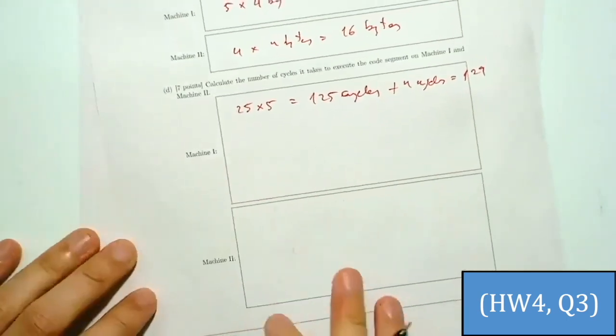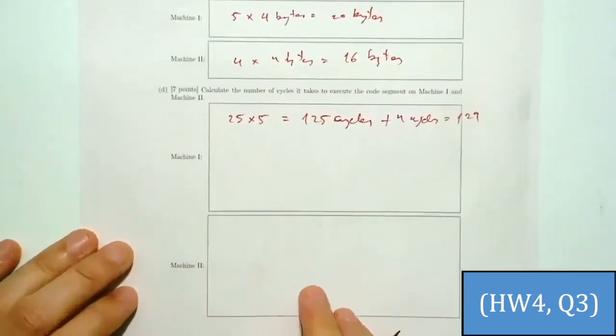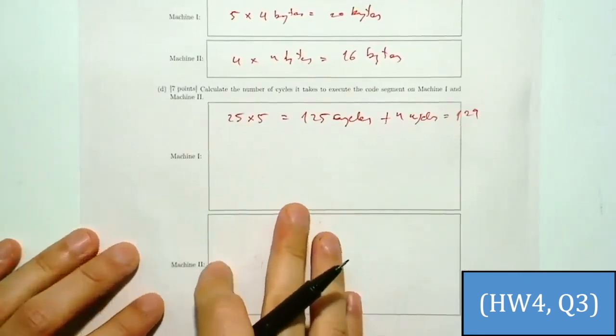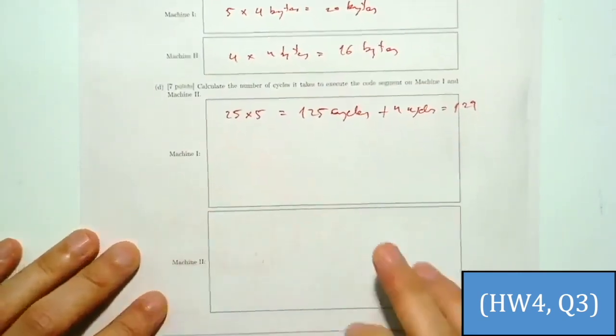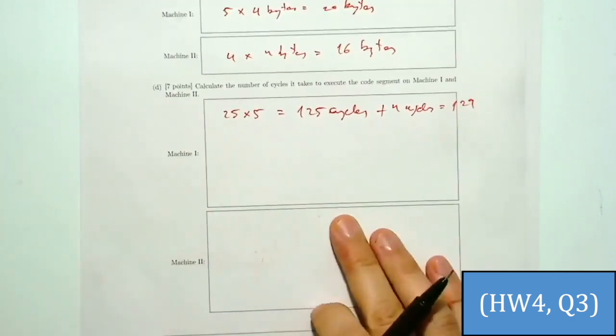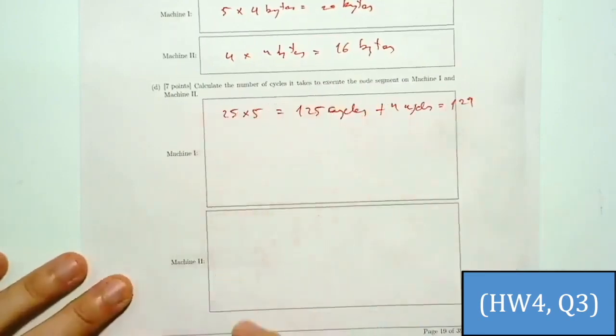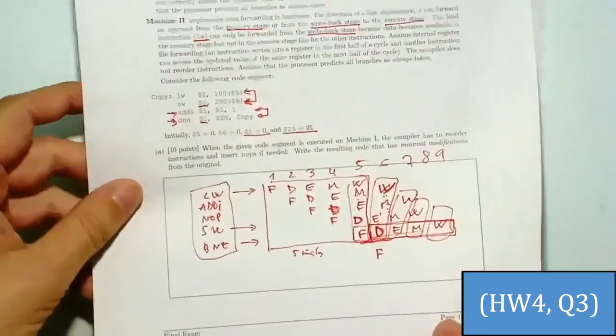Yeah. Wouldn't it be 25 times 4? Oh, okay, we have... yeah, this is. So calculate the number of cycles for machine 2. So let's go to machine 2. So in machine 2, we have, I will do it.